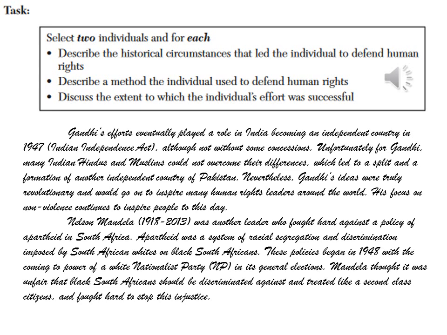Alright, so Nelson Mandela. Nelson Mandela was another leader who fought hard against the policy of apartheid in South Africa. Apartheid was a system of racial segregation and discrimination imposed by South African whites on black South Africans. These policies began in 1947 with the coming to power of the White Nationalist Party in its general elections. Mandela thought it was unfair that black South Africans would be discriminated against and treated like second-class citizens, and fought hard to stop this injustice.